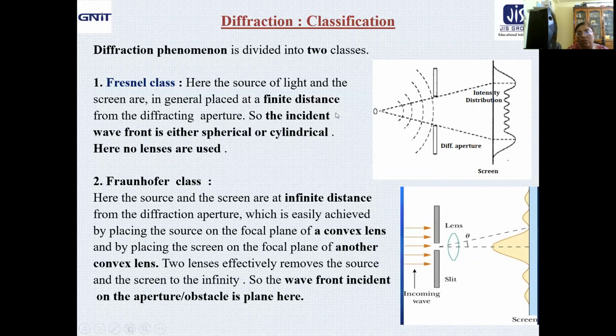Okay, so you got the three points of difference between the two classes. Here, finite distance from diffraction aperture to source and the screen. Here, effectively infinite distance from diffraction aperture to source and the screen. Here, no lenses are used. Here, with the help of two lenses, we make this arrangement. Here, the incident wavefront is spherical or cylindrical. Here, the incident wavefront is plane.